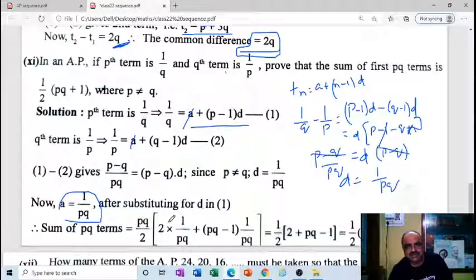Simplification, even if you bring in pq also inside, it is going to cancel. 1 by 2 into 2 plus pq minus 1. 2 minus 1 is 1. pq will remain as it is into half. That is the equation they wanted.